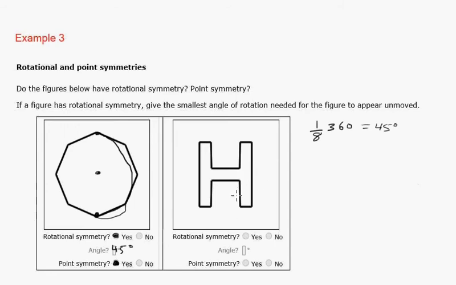Okay, last one. I think if I rotated this 180 degrees, it would match up. So it is yes at 180 degrees. And since it's 180 degrees, that also means that it has point symmetry. So that's how I do that.